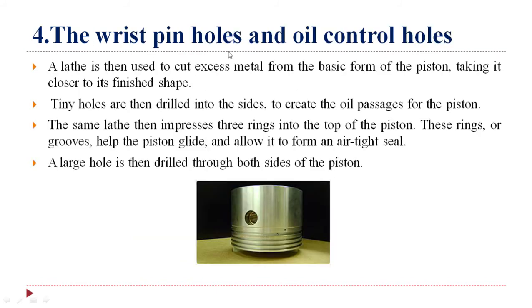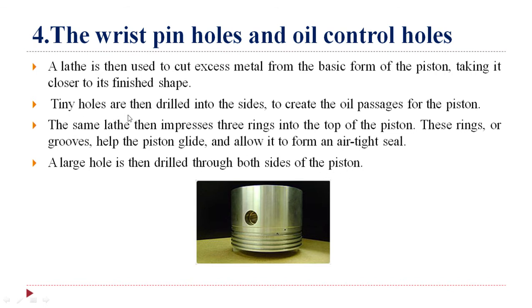Then gudgeon pin holes and oil control holes. A lathe is then used to cut excess metal from the basic form of the piston, taking it closer to the finished shape. Tiny holes are then drilled into the sides to create the oil passage for the piston. The same lathe then impresses three rings into the top of the piston. These rings or grooves help the piston glide and allow it to form an airtight seal. A large hole is then drilled through both sides of the piston.